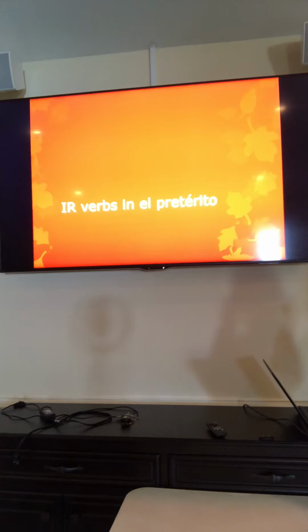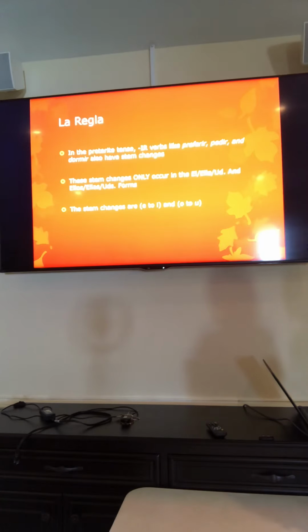So today is our first grammar lesson with this chapter. Today we're going to talk about IR verbs in el pretérito. All right, so let's talk about some basic rules.